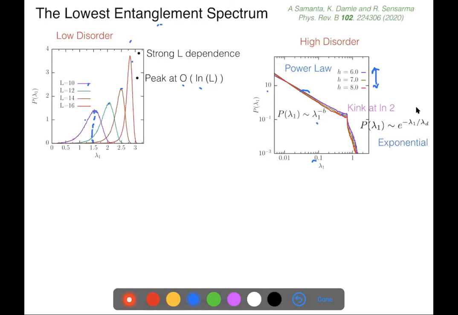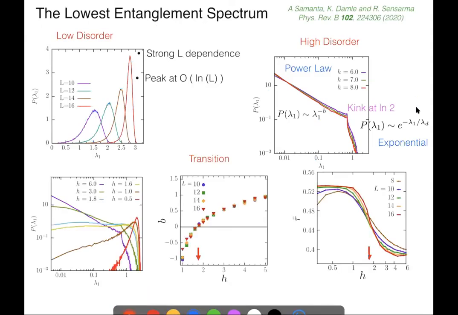And then beyond log 2, if you ask what the distribution looks like, it's not clear here, but I can assure you that it looks like an exponential distribution. So it's more complicated than what is happening here. There's a power law at low lambda. There's an exponential at large lambda. There's a kink at log 2. And so the question is, can these distributions now be used to identify, for example, the transitions, or whether you are going from MBL to ergodic? And here is your transition.